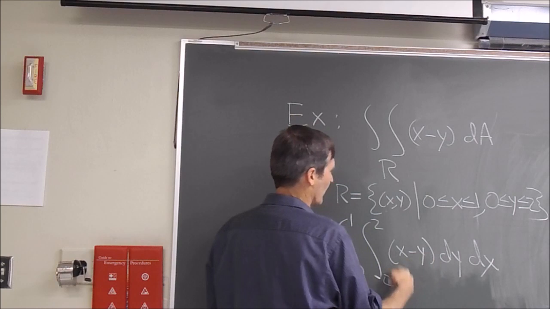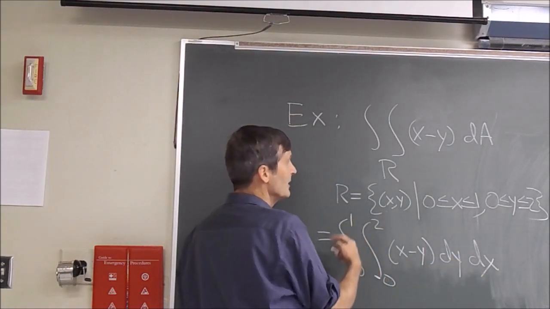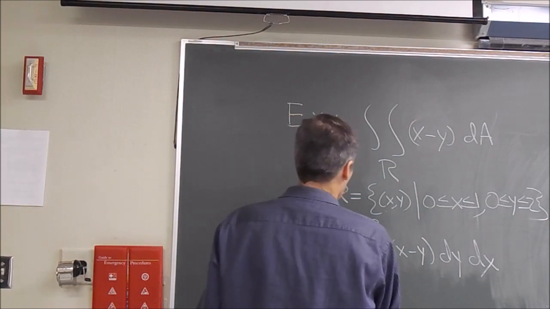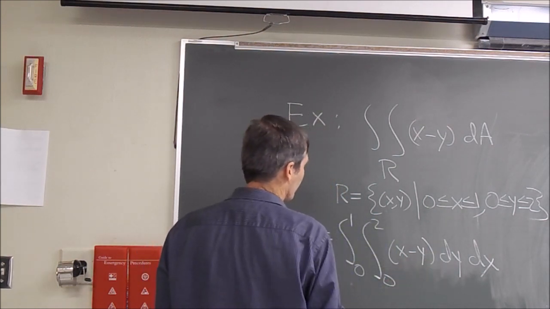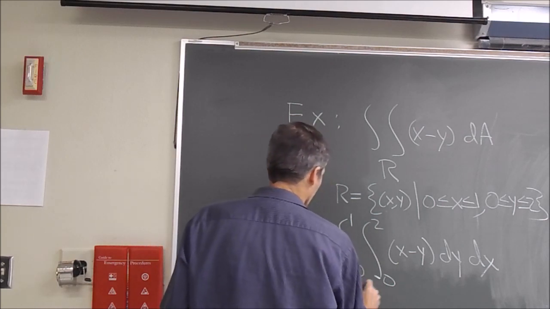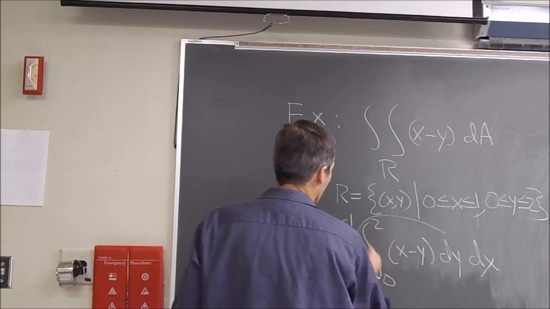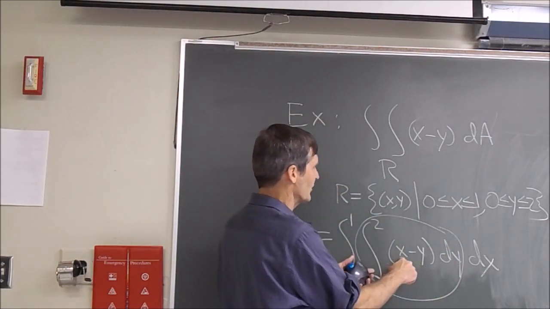This variable has to go with its endpoints on the inside, and this variable with its endpoints on the outside. And now, how can we evaluate this? We can't break it up as a product of two integrals. We just have to integrate directly. So let's say this is the integral from 0 to 1, and now this integral is a partial integral treating x as a constant. So think of integrating c minus y.